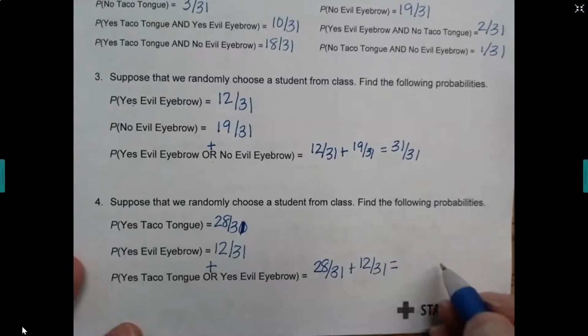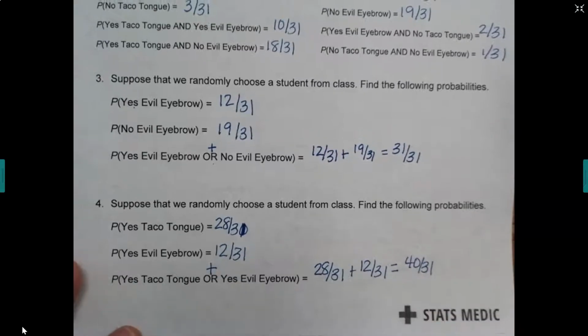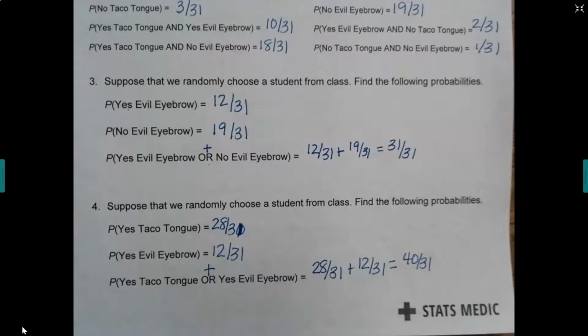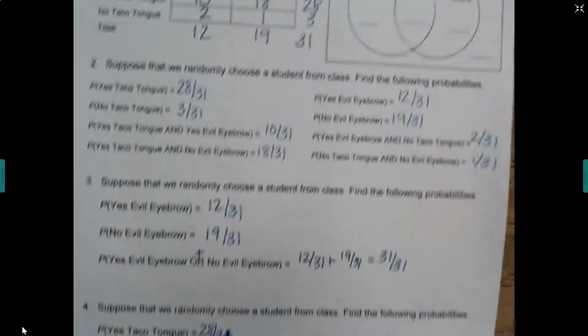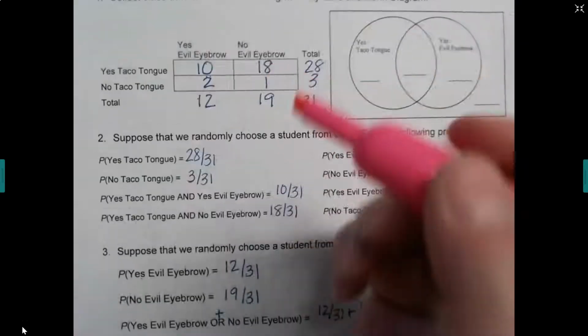Hold on a second. That's 40 out of 31. We can't possibly have more people than we have people. There's only 31 people. How could we possibly have gotten 40? Well, let's take a visit back up here to our two-way table to help us with this. So we said yes taco tongue. All right, so yes taco tongue is going to be this category right here.